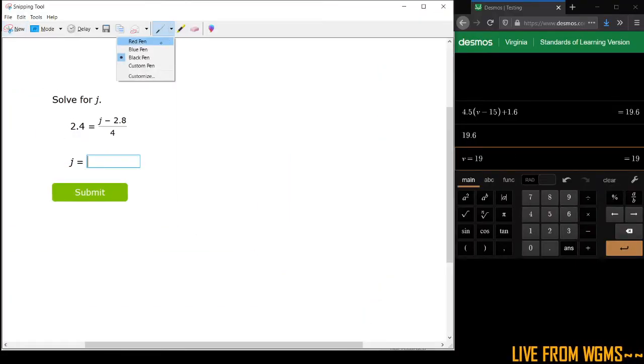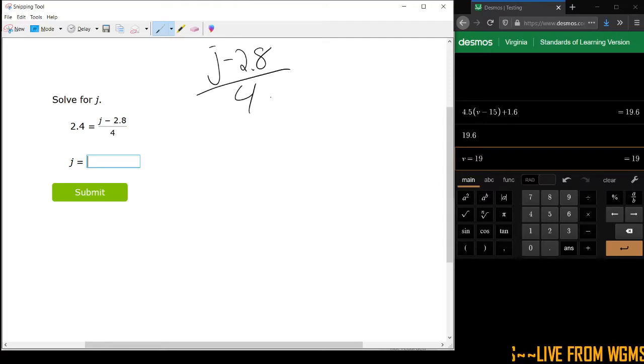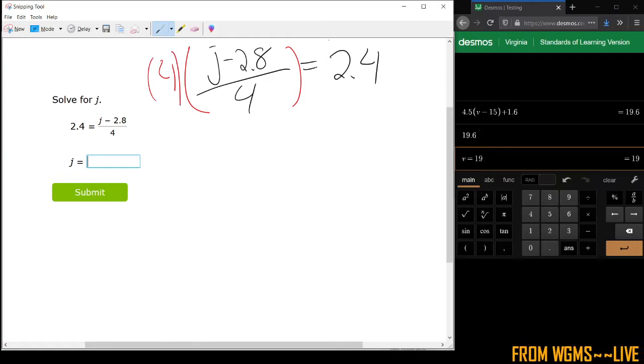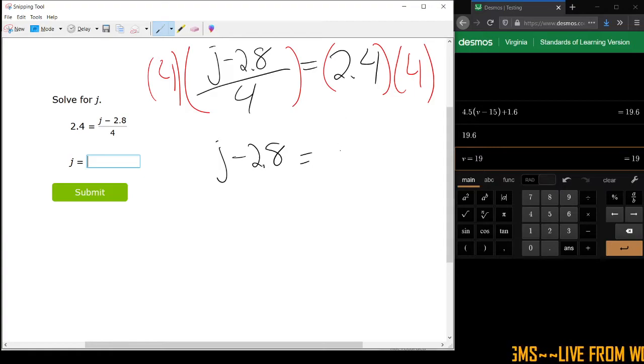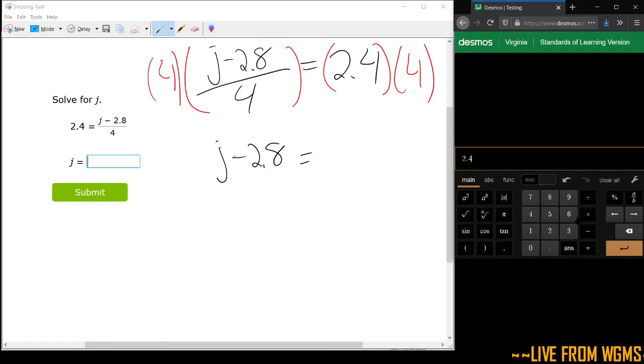I can multiply both sides by... so I have j minus 2.8 over 4 is equal to 2.4 on the right. Okay, I want to get rid of that 4 in that denominator, so that way it looks a little bit easier. So I'm going to multiply both sides by 4. So I have j minus 2.8 is equal to, let's double check in our Desmos Calculator, 2.4 times 4 would be 9.6.